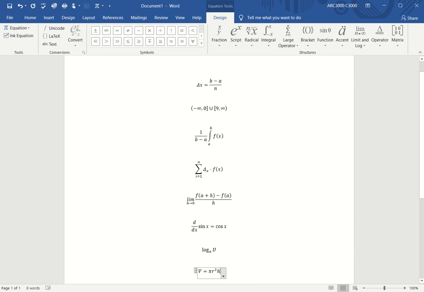That is all of the equations that I have for you to demonstrate. I hope you learned how to insert equations into Microsoft Word. Hope you have a nice day.